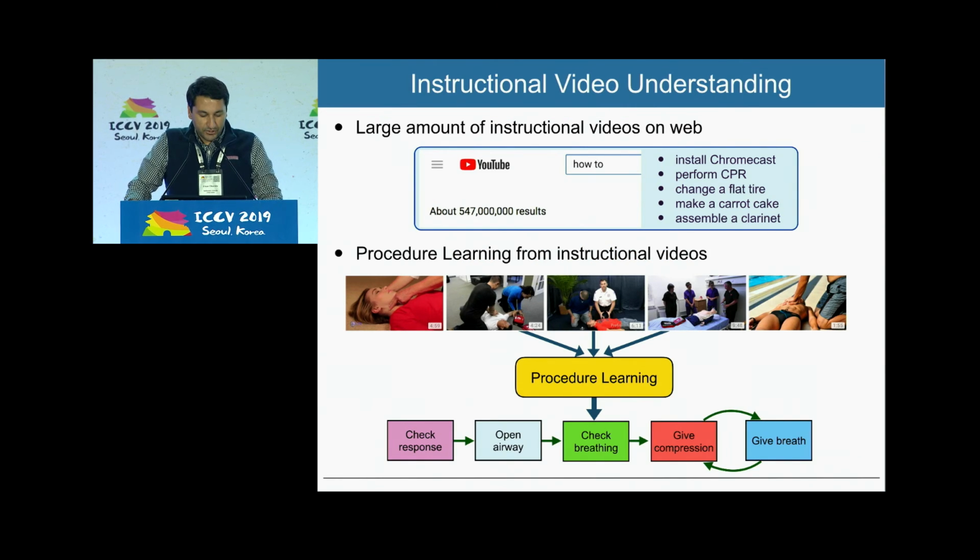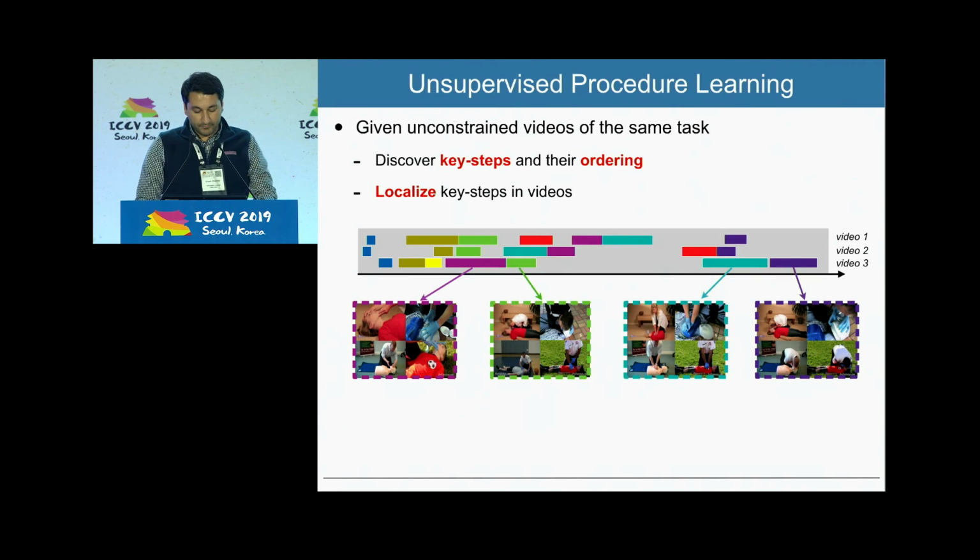There exists a large number of instructional videos on the web. YouTube has more than 500,000 videos for tasks such as setting up Chromecast or performing CPR. Instructional videos provide great resources for automatic procedure learning, which is to learn the sequence of key steps in order to perform a task, whose outcome could be used for teaching complex tasks to robots or building assistive technologies.